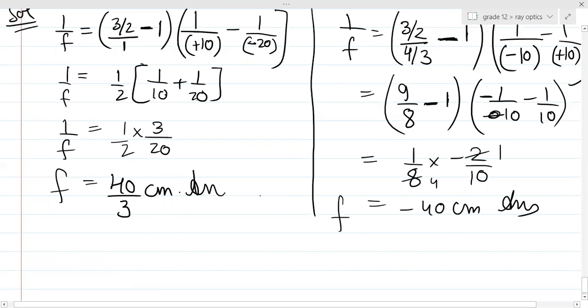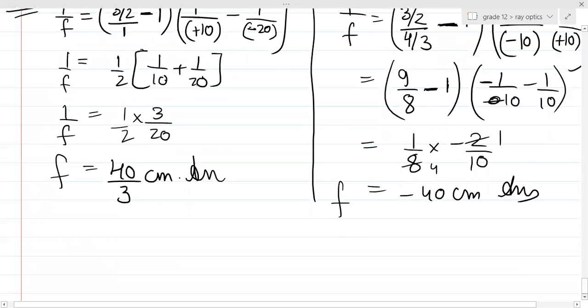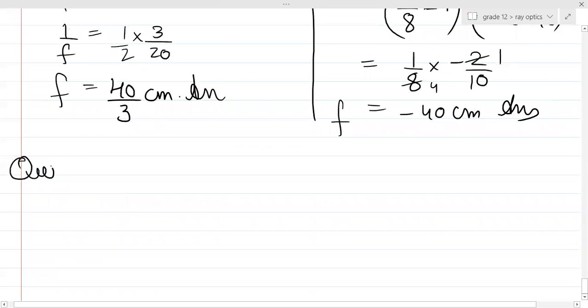Yes, sir. So this is how you apply the Lensmaker's formula. Next question.